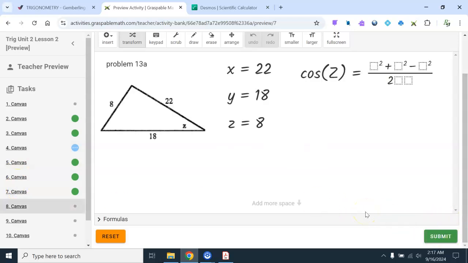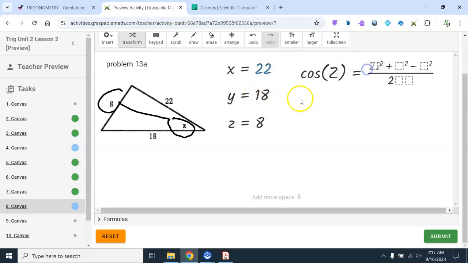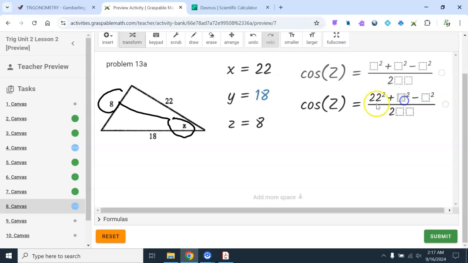Alright, so for the first problem, 13A, again, we're looking for angle Z. If I put in the angle Z with the opposite side, which is 8, that tells me the 8 is going to be the subtraction part of the problem, and then everything else is going to be the 22 and the 18. So it's going to be 22 squared plus 18 squared minus 8 squared, since 8 is opposite Z, all over 2 times 22 times 18.